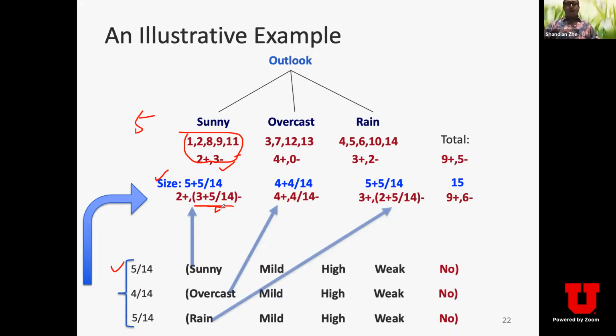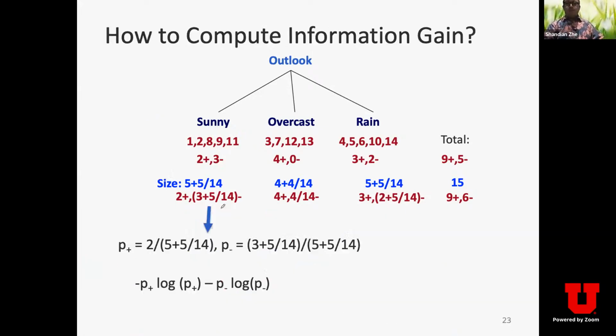It doesn't matter for how to compute the positive ratio, negative ratio, and entropy. So now we know that from this total of 5 plus 5 over 14 examples, 2 are positive and 3 plus 5 over 14 are negative. Then P positive is just 2 over the total size, and P negative is 3 plus 5 over 14 over the total size, which is 5 plus 5 over 14. You got P plus, you got P minus, then you can compute the entropy for the sunny subset.